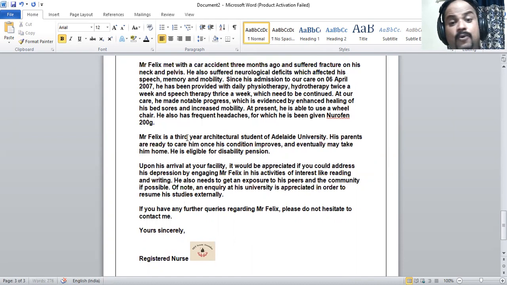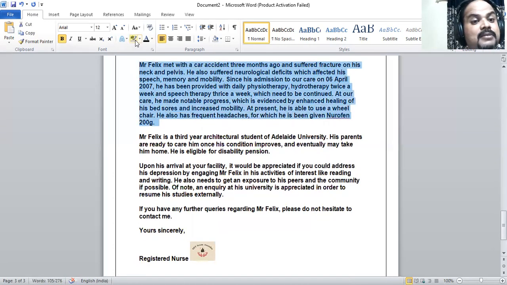Mr. Felix, now we have completed this particular data. What happened to the patient? Mr. Felix suffered with an accident. He had some problems. We have given him some treatment. Right now, his condition has stabilized. Right now, his bedsore has improved. And right now, he has increased mobility. Now, one more thing is that he has frequent headaches for which he's being given Nurofen 200.